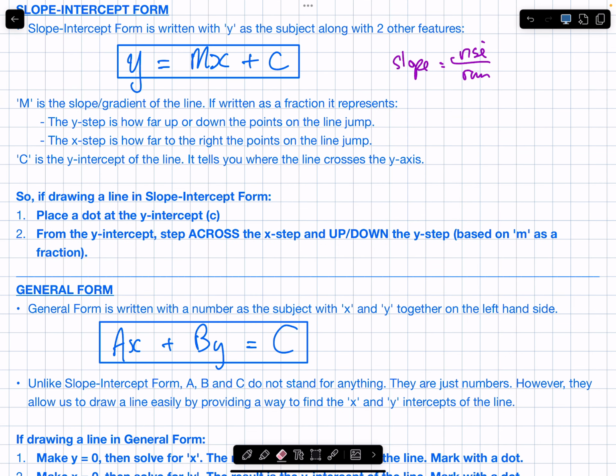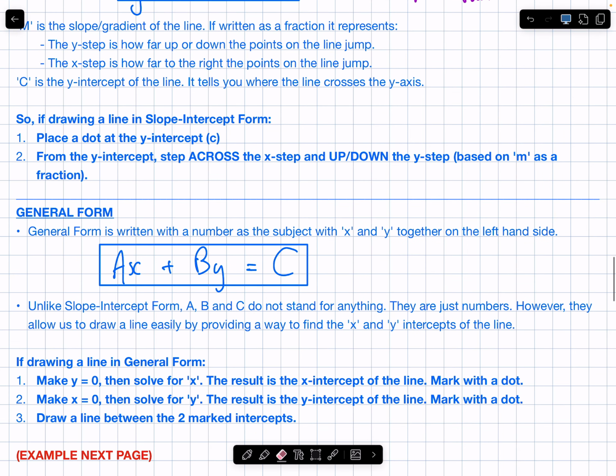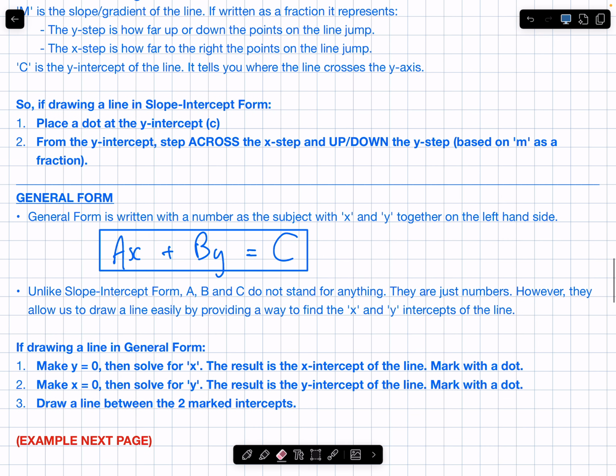All right, let's get on to some straight Year 10 work now. I'm hoping that you're aware of what the general form of a line is. It looks like this: Ax + By = C. What do you notice about it? X and Y are both on the same side, on the left-hand side. Unlike slope-intercept form, A, B, and C don't stand for anything.